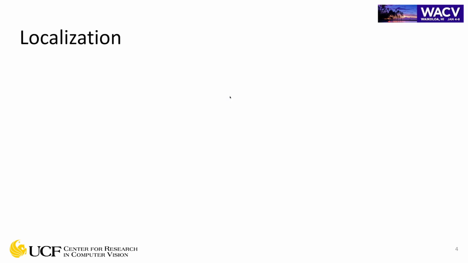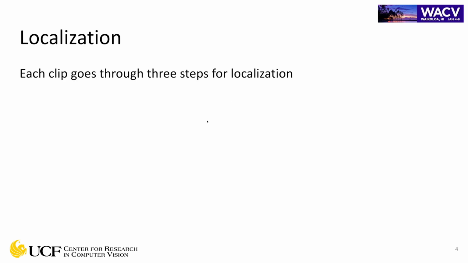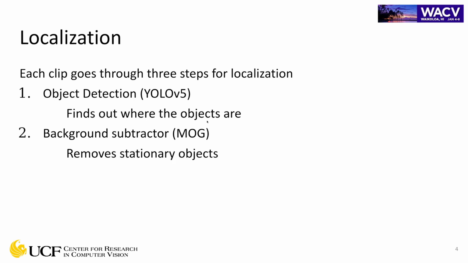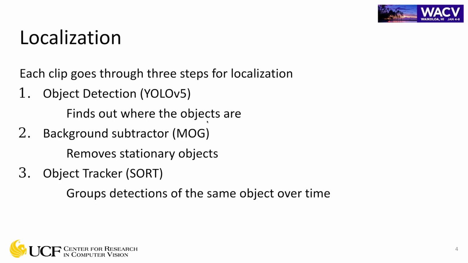Delving deeper, the localization is performed in 3 steps for a given clip. First, we use the YOLOv5 object detector to detect where the objects are. Then we use a background subtractor to remove stationary objects. Finally, an object tracker tracks which detections are of the same object.